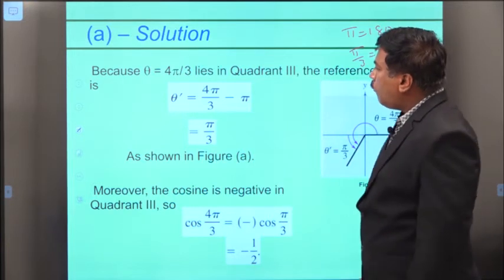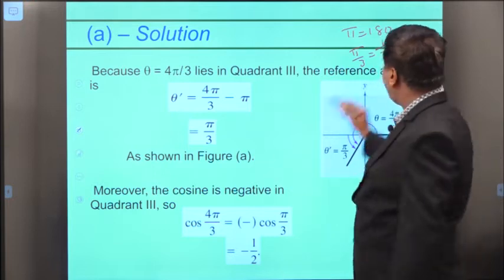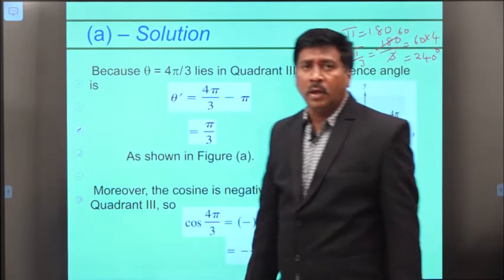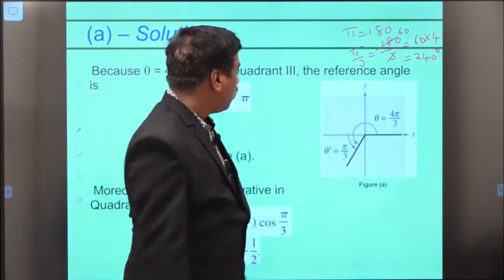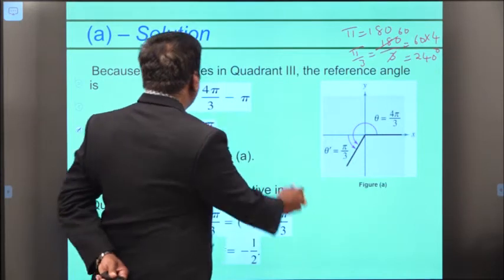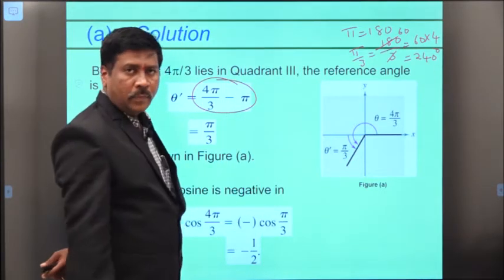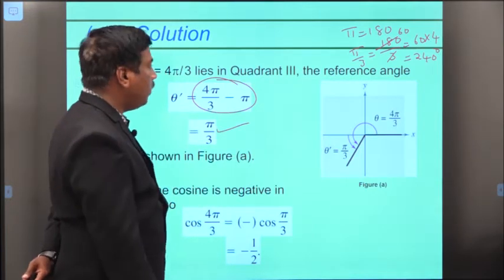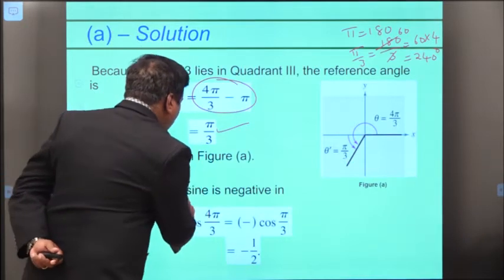Now, for 4 pi by 3, you have to multiply this 60 by 4, then automatically you will get 240. 240 degrees lies in the third quadrant of the coordinate plane. Therefore, I have to consider 4 pi by 3 minus pi, then automatically you will get the value pi by 3. So we have to find the value for cosine.